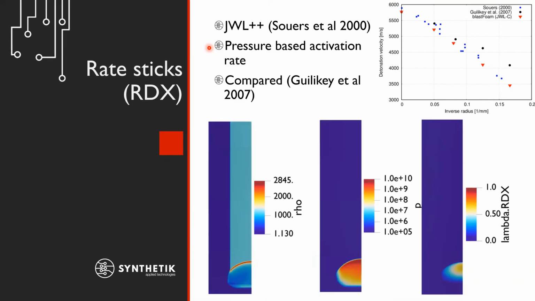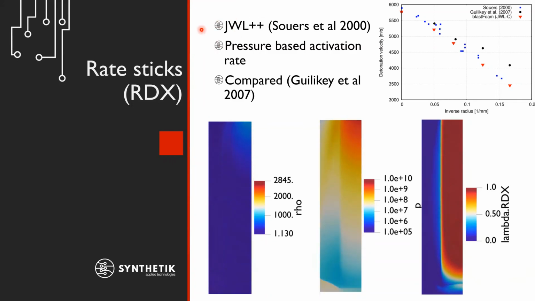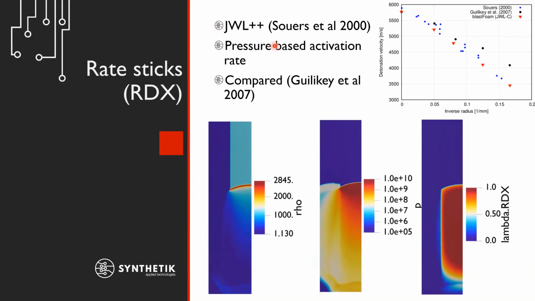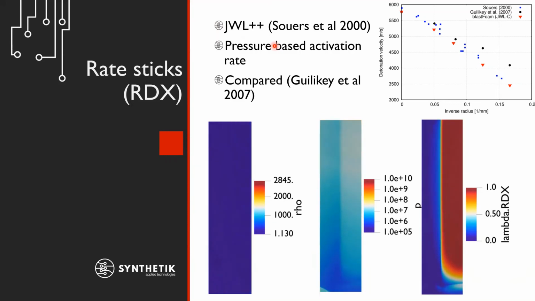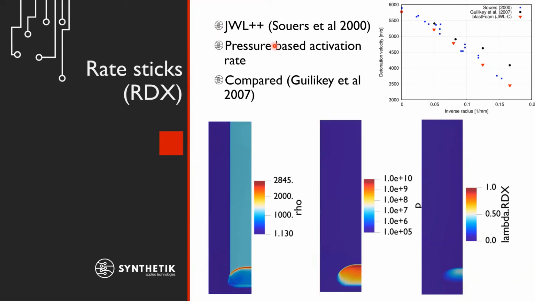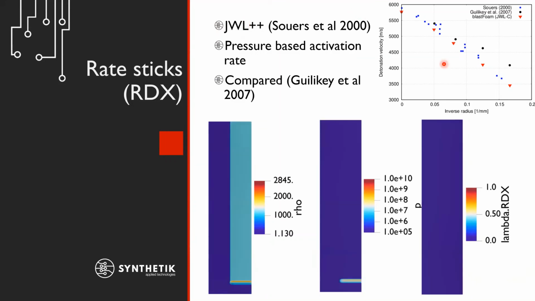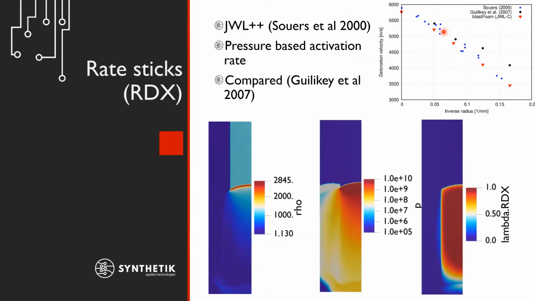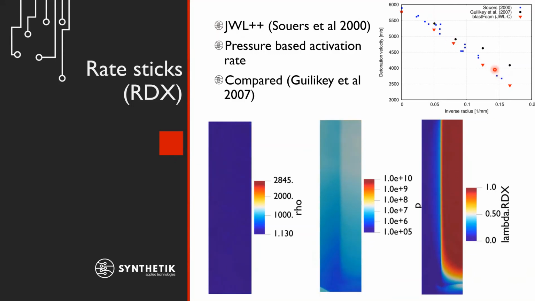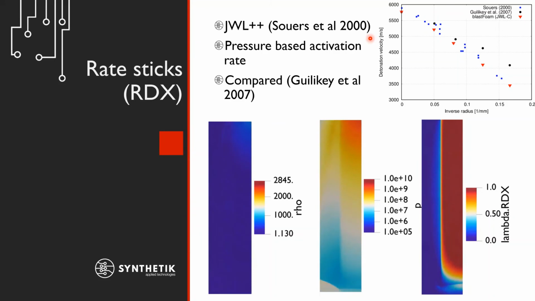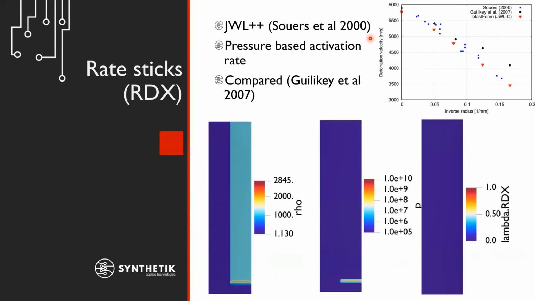So you can see this JWL++ model uses the JWLC form, as well as the Murnaghan equation of state, and then the pressure-based activation model. You can see we match very well with the blue dots of the experimental data, basically right in line. And then the black dots here are some additional simulation results.